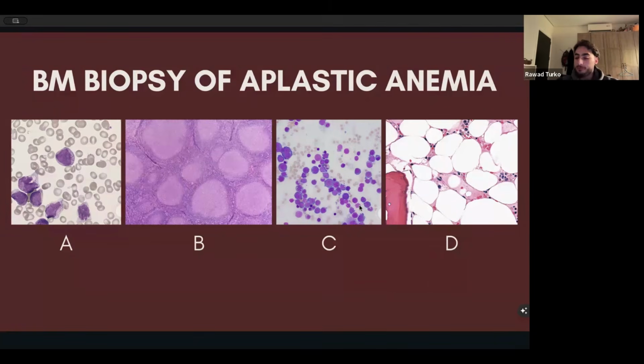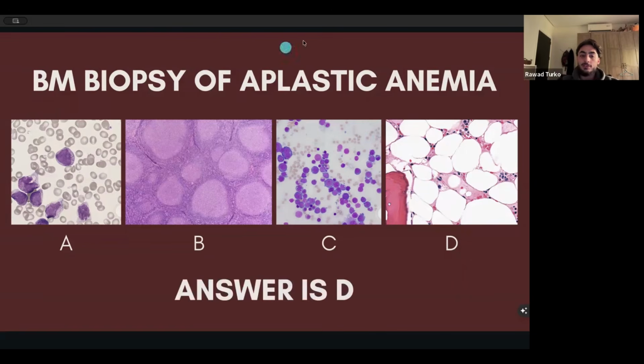Okay, well, it's fatty infiltration. So you'll see an acellular bone marrow with fatty infiltration. These are buzzwords for aplastic anemia. You'll know immediately that it's aplastic anemia. Perfect. Okay, so the answer is D.